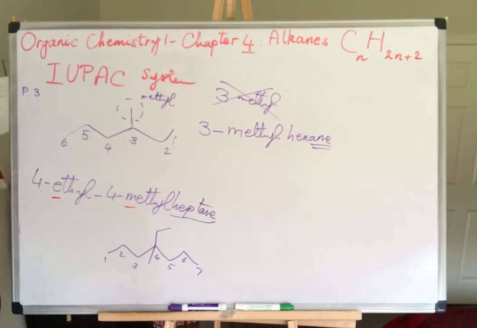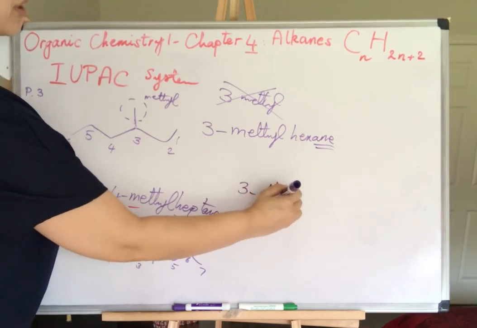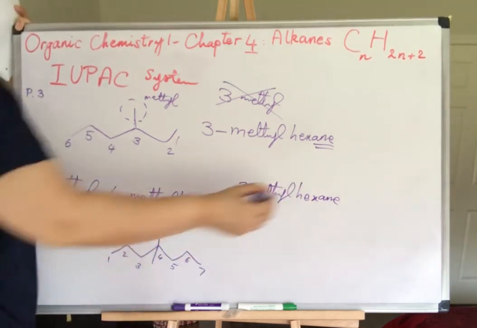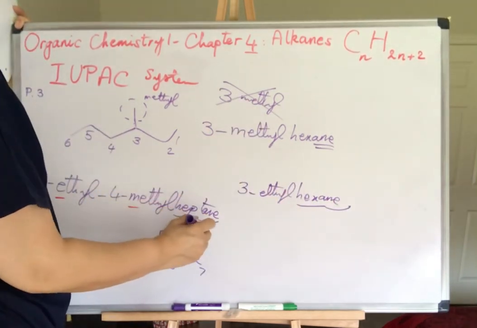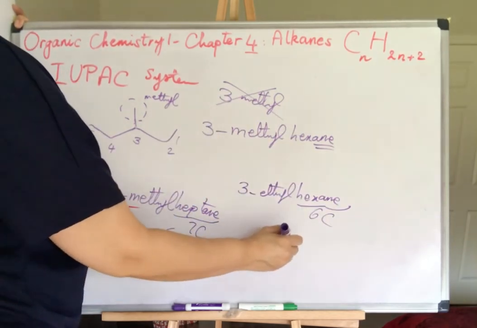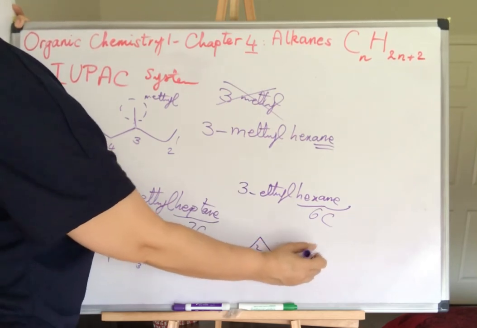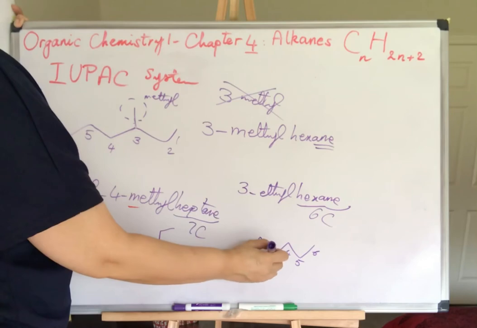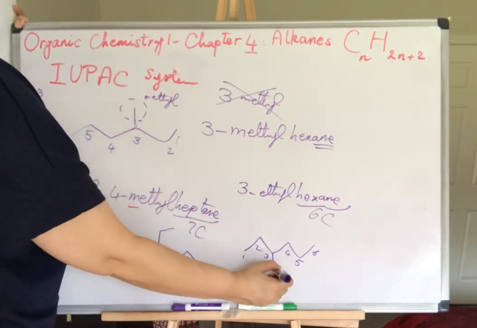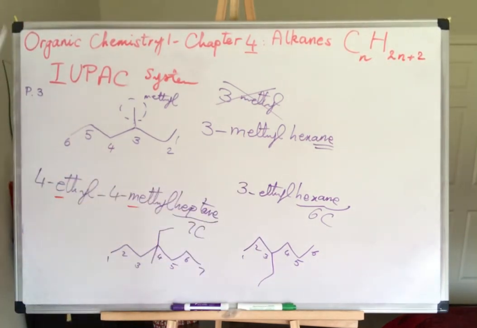And the second one is 3-ethyl hexane. So again, from the end, here you have 6 carbons. 1, 2, 3, 4, 5, and 6. On the 3rd carbon, you have an ethyl group. 1, 2, CH2, CH3. So the groups can be on top or at the bottom. At this point, it doesn't matter.